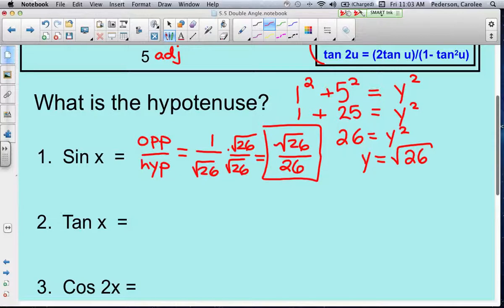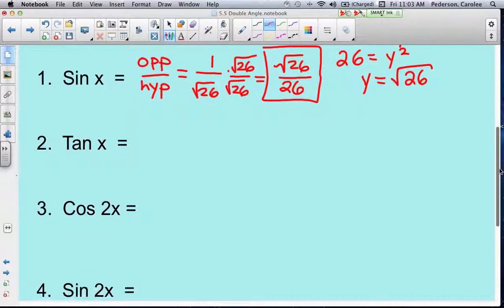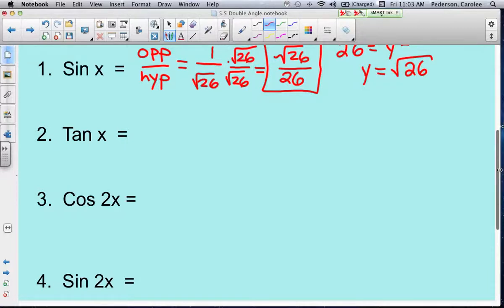Now let's go on to the tangent of x. From chapter 4, the tangent of x is found by opposite over adjacent. Well, opposite is a length of 1. Adjacent was 5.